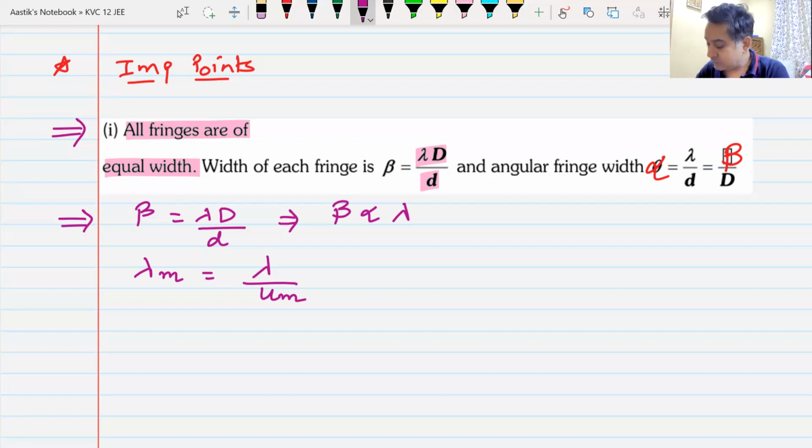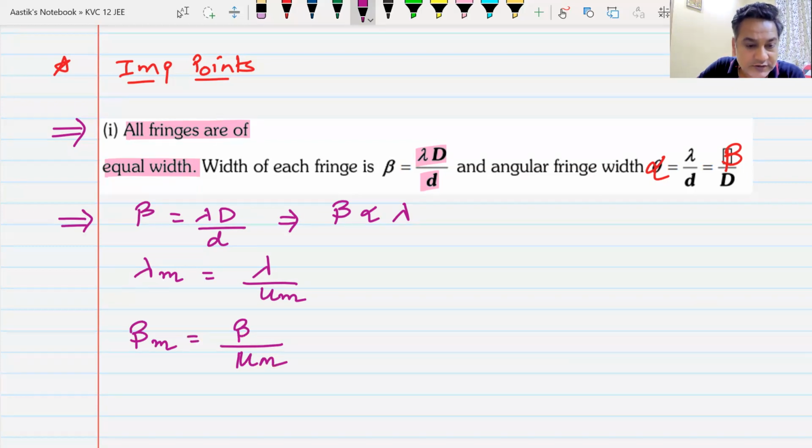Yes, sir. So in that case, your beta in the medium will be equal to how much in terms of your original beta? Your beta in the medium will become beta in air divided by mu of the medium. Do we understand this? Yes or no? Yes, sir.